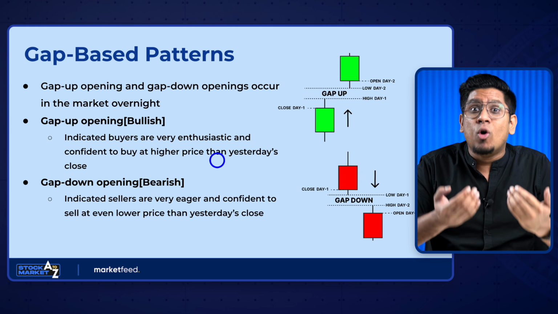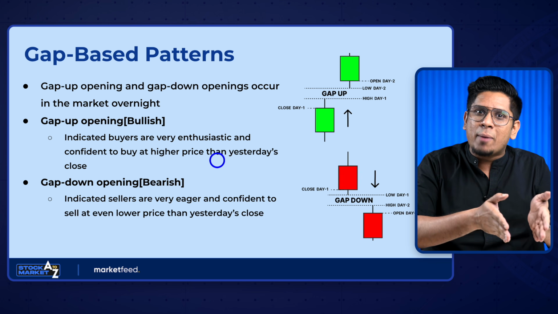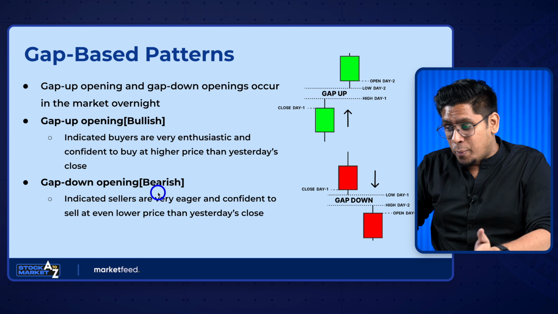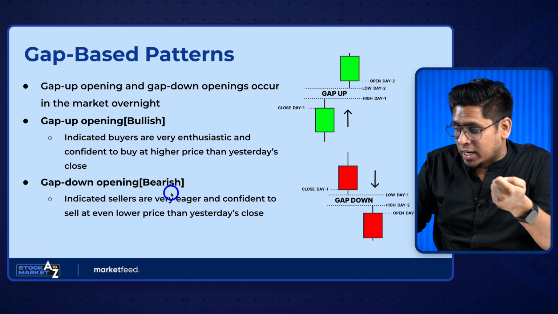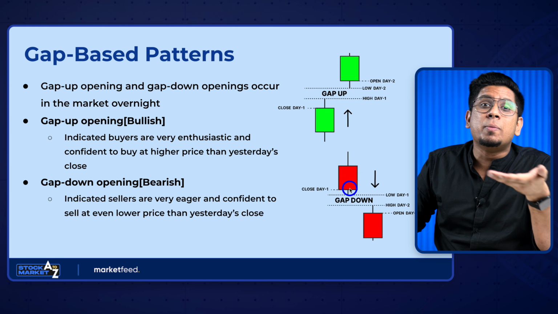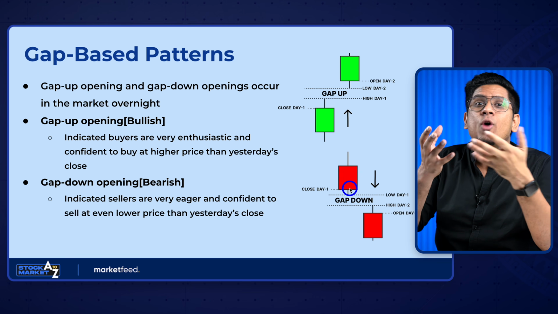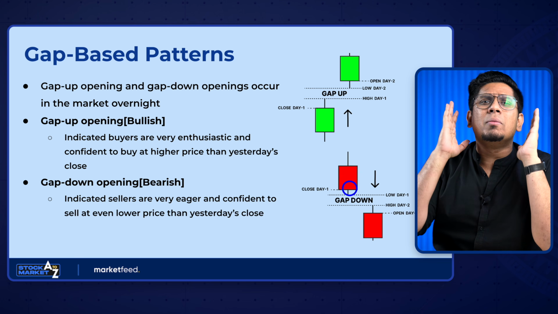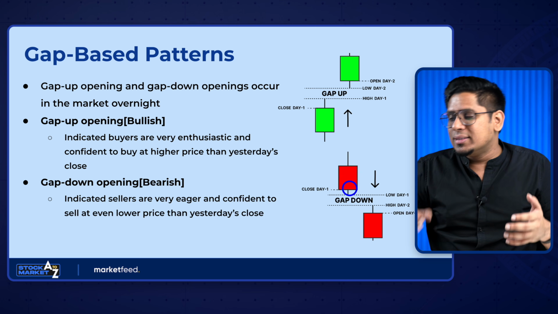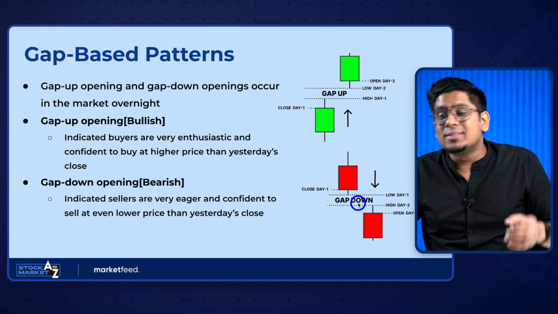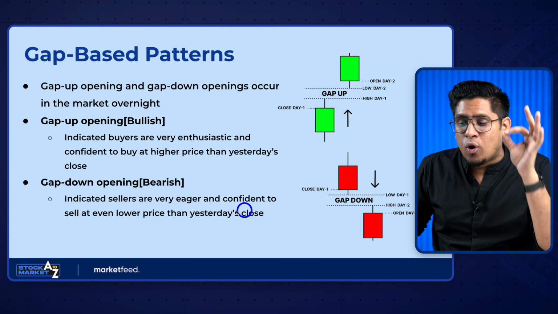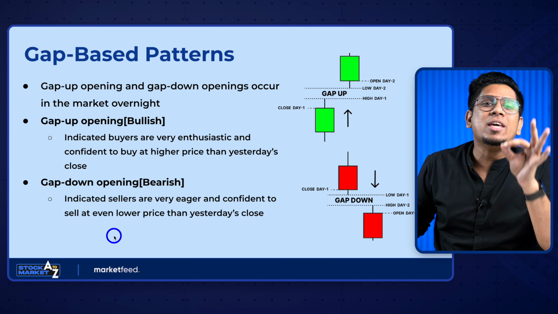In fact, I've taken some more time out and I've explained how gap ups and gap downs are formed, and that you can find in this video up above, right? Now the next one is a gap down opening. It is a bearish indication. So if you see here, one day has closed here and the next day's open is well below the close of the previous day, and that is a gap down opening. Why does it form? Because a lot of people are selling in the market, a lot of sellers, very few buyers. Sellers have enthusiasm, buyers do not. That is the reason why gap down openings are formed, and that is a bearish indication. It indicates sellers are very eager and confident to sell at an even lower price than the previous day's close.